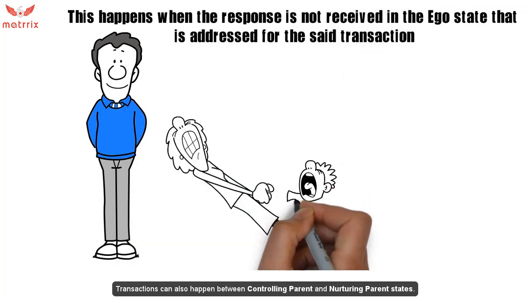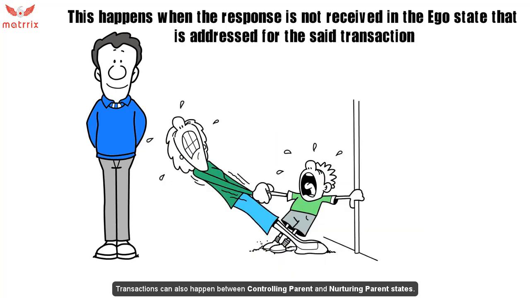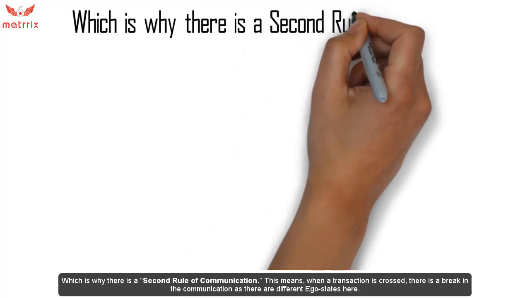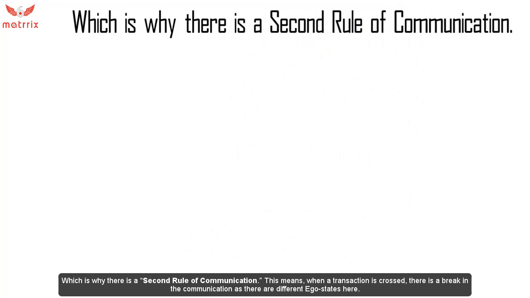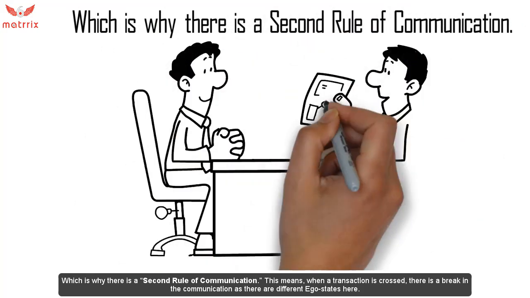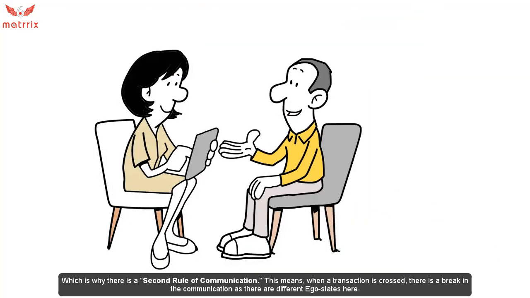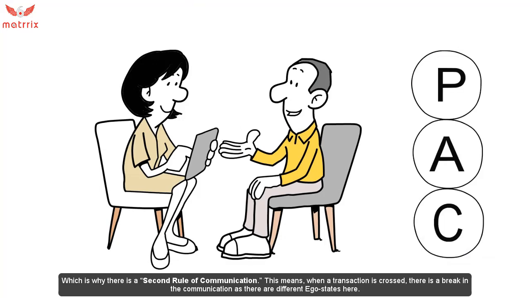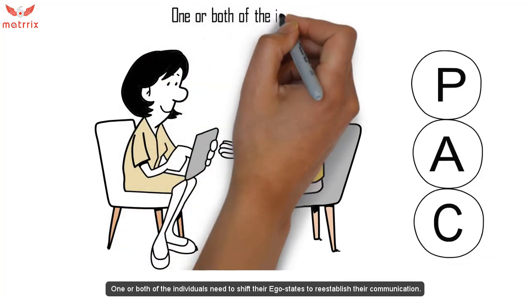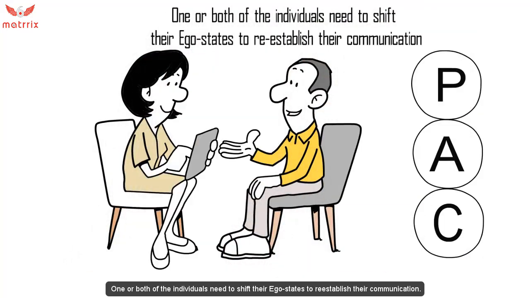Transactions can also happen between controlling parent and nurturing parent states, which is why there is a second rule of communication. This means when a transaction is crossed, there is a break in the communication as there are different ego states here. One or both of the individuals need to shift their ego states to re-establish their communication.